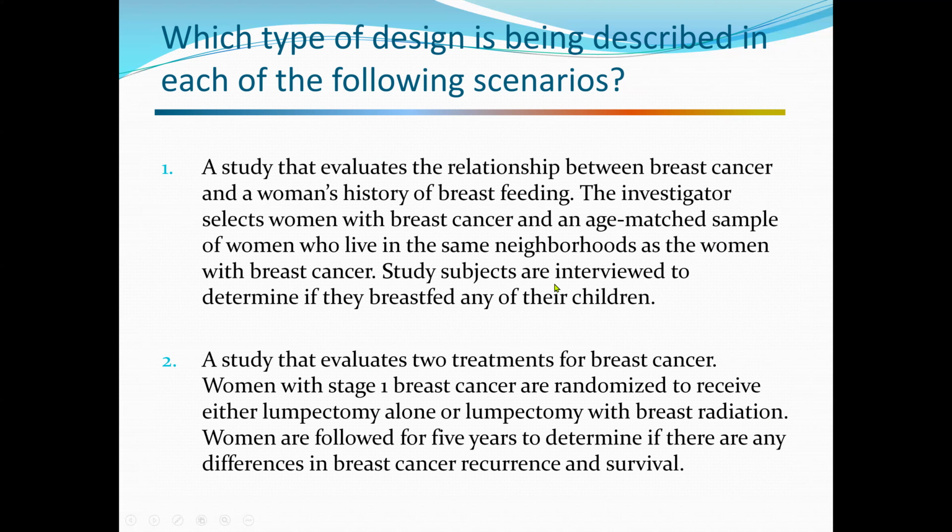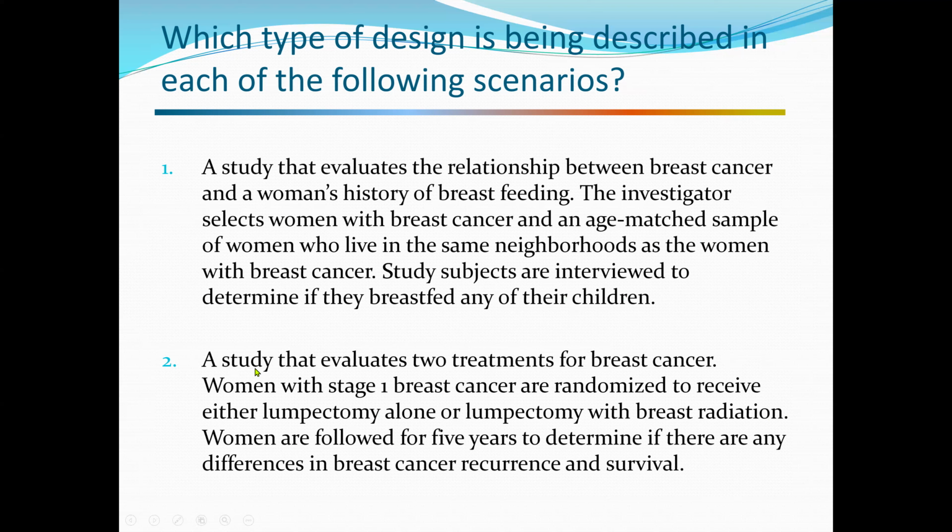And the study subjects are interviewed to determine if they breastfeed any of their children. So again, this will be a case control study, because we have those women with breast cancer and those without that also. And we match the controls with the women. When we say we match, for example, the women must be around the same age group, and the geographical area must be the same area, etc.